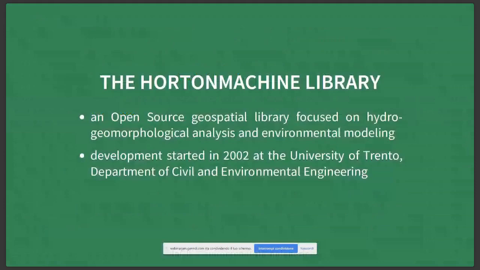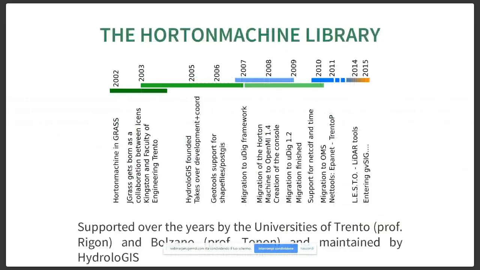So what is this HortonMachine library? The HortonMachine library is an open source geospatial library focused on hydrogeomorphological analysis and environmental modeling. It has been developed starting from 2002 at the University of Trento Department of Civil and Environmental Engineering, and it has been supported over the years by the same University of Trento, in particular Professor Rigon, and of Bolzano with Professor Tonon, and maintained by Hydrologies. This is a bit of history about the HortonMachine library.